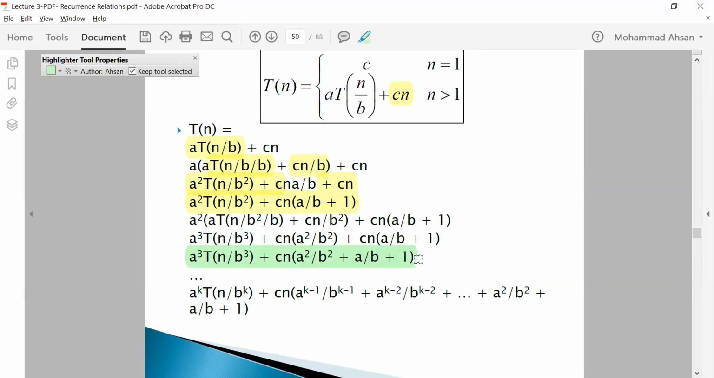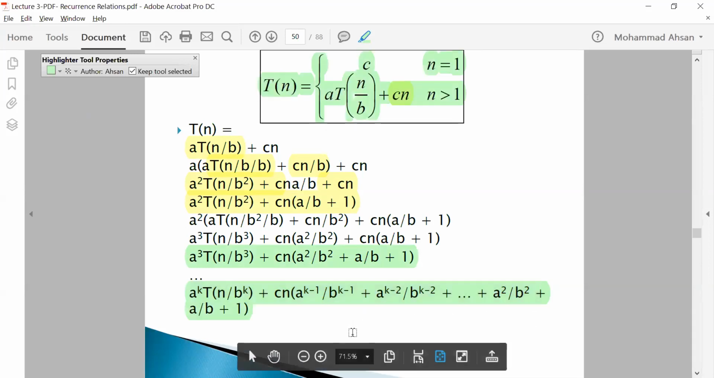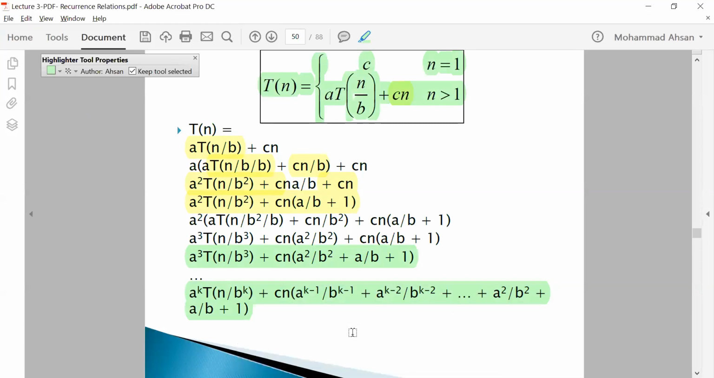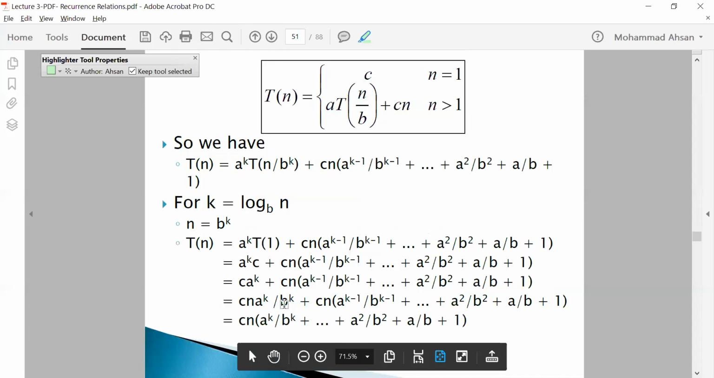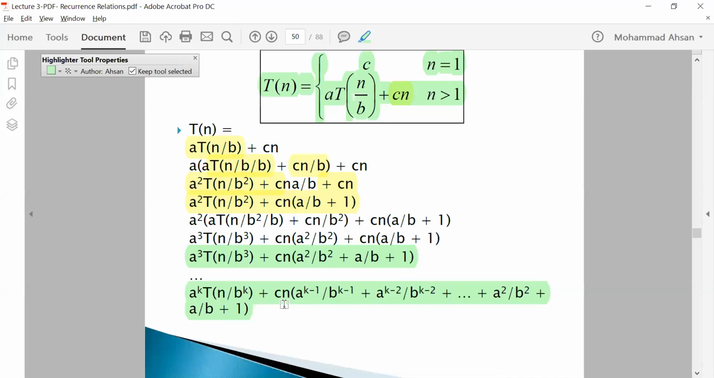Then they get this. After you iterate, they've just clubbed all the terms together. This is what you get. And to generalize it, if you put it in terms of k, this is what you get. A to the k tn by b to the power k plus, if this is k, this is k minus 1 here. So you get this equation. This equation has one t term, so that will be t1 here, this part.